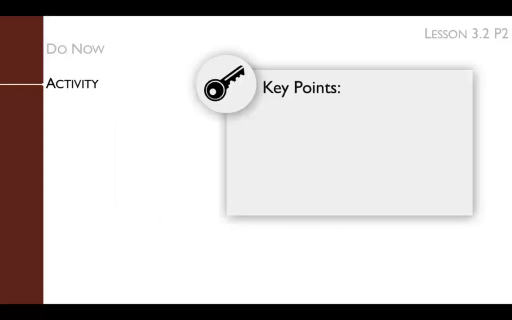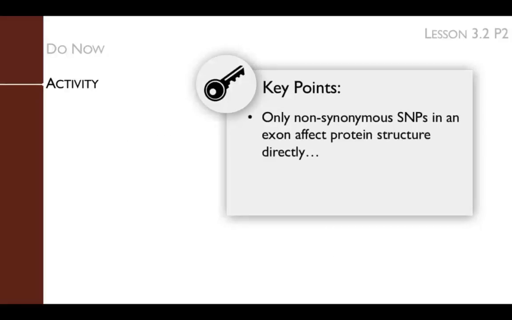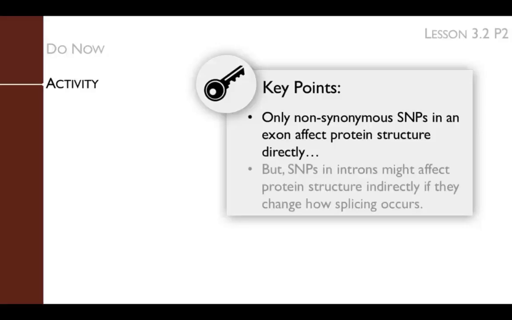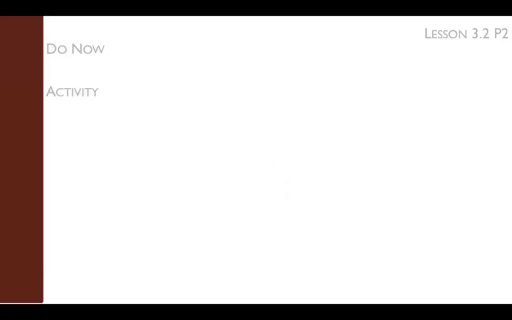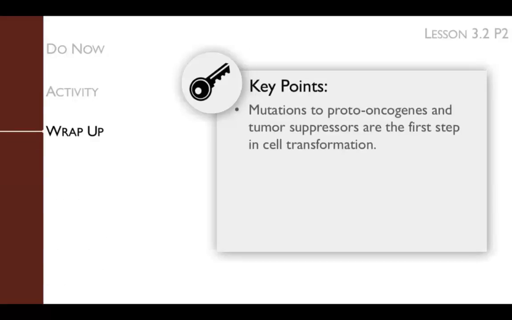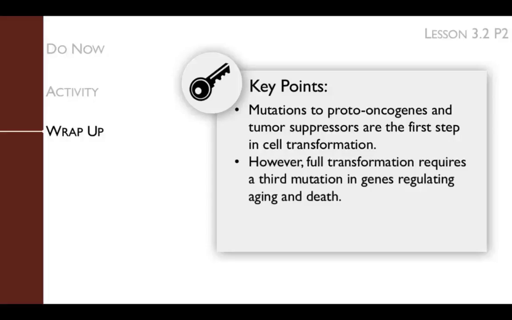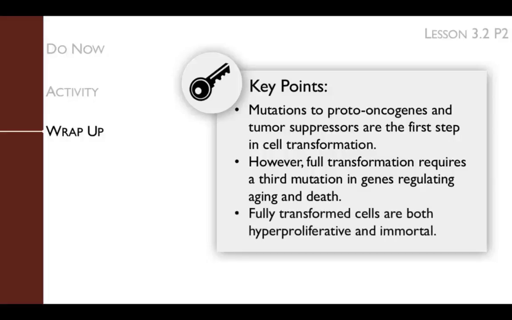The key points students should take away from the activity are that only non-synonymous SNPs in an exon affect protein structure directly, but SNPs in introns might affect protein structure indirectly if they change how splicing occurs. The key points of the wrap-up are that mutations to proto-oncogenes and tumor suppressors are the first step in cell transformation. However, full transformation requires a third mutation in genes regulating aging and death. Fully transformed cells are both hyperproliferative and immortal.